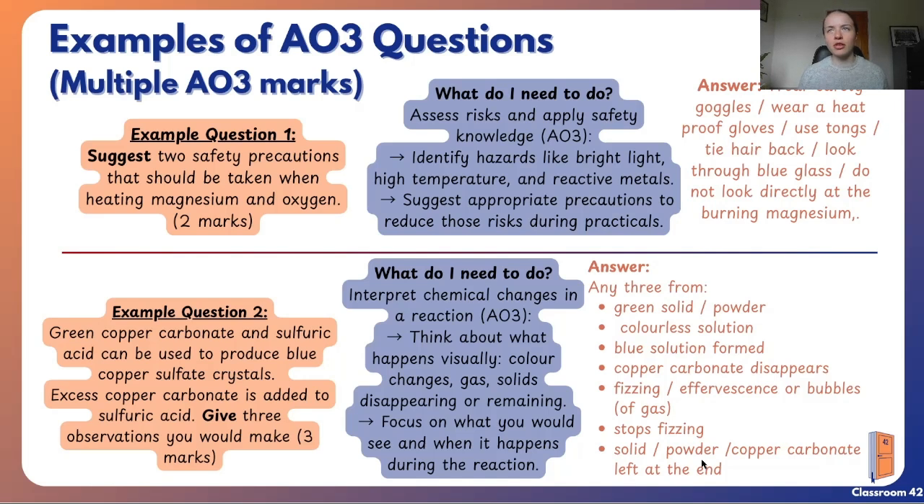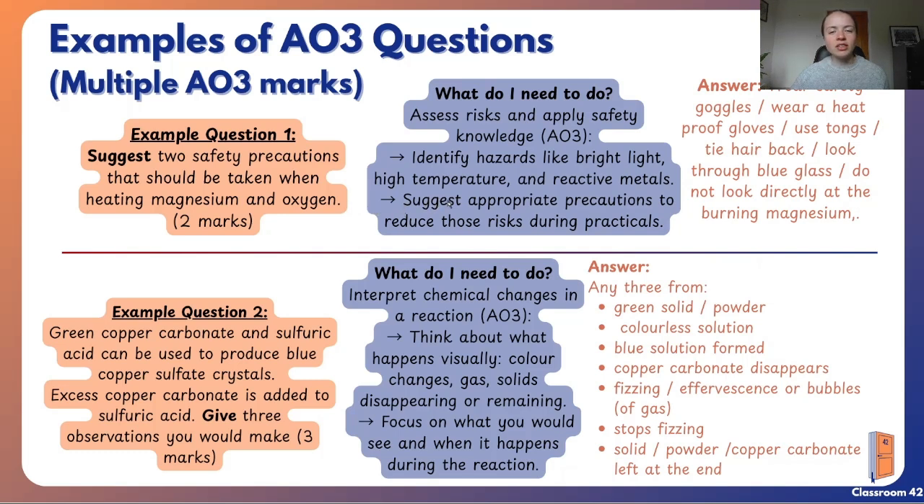So here are some AO3 questions which are worth multiple marks. So question 2 here suggests 2 safety precautions that should be taken when heating magnesium and oxygen. So here you need to assess the risks and apply some safety knowledge. So identify hazards like a bright light, high temperature and reactive metals. These are ones which you should be able to recall about magnesium. In a wider part of the question, there may have been reference to this, but it's the kind of thing which you might be able to remember as well.